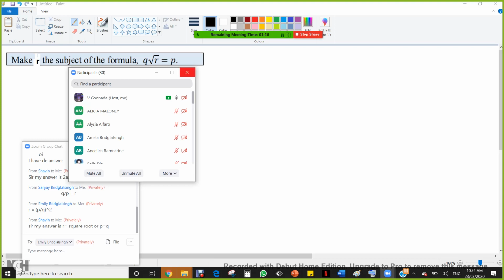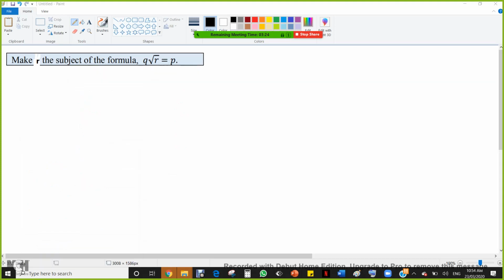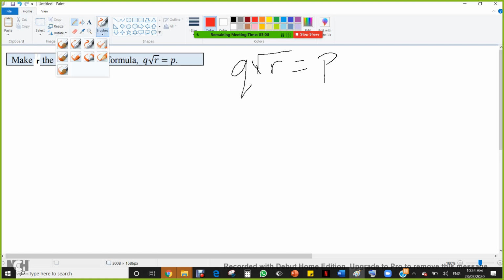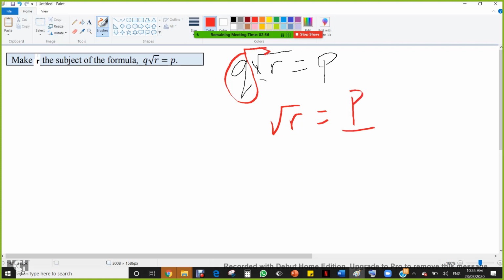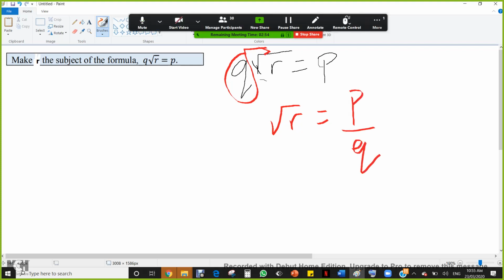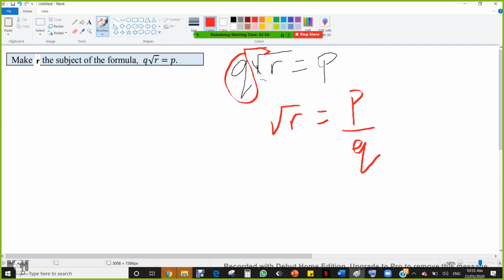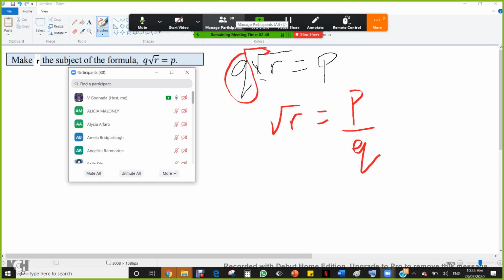Alright, let's correct because time is quickly running out. So we have to make R the subject of the formula, right? So Q times the square root of R is equal to P. Multiplication is taking place here, so we need to get rid of that. Take Q and carry it across. So we're left with the square root of R is equal to P over Q. Now we want to get rid of the square root. And remember before, to get rid of the square root, we have to do what?